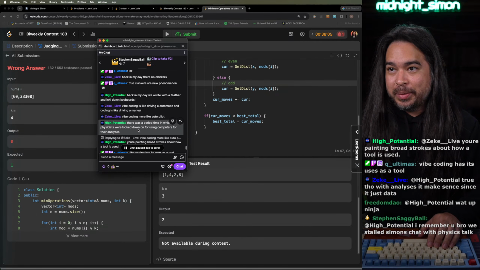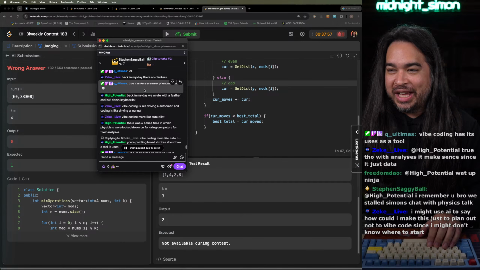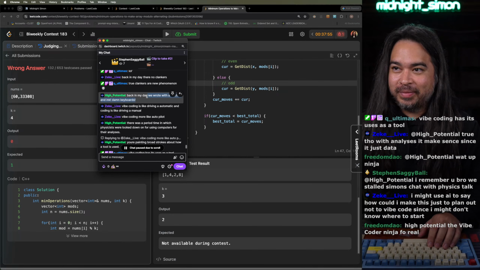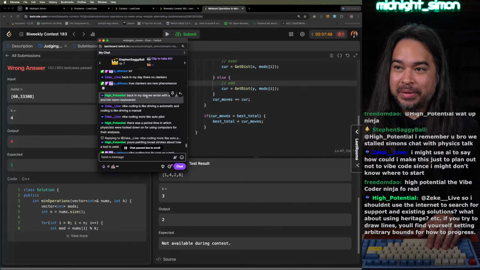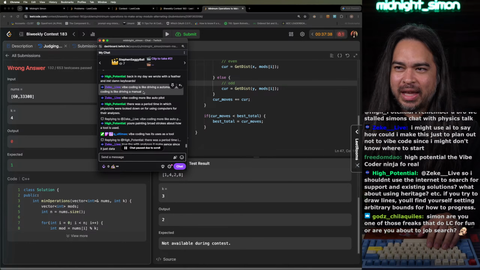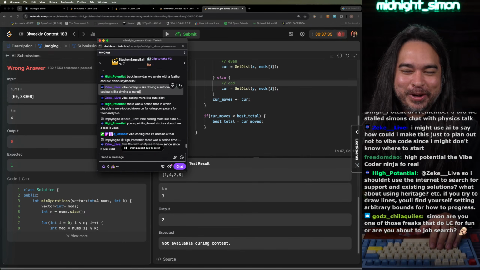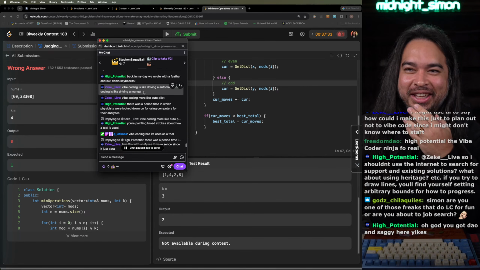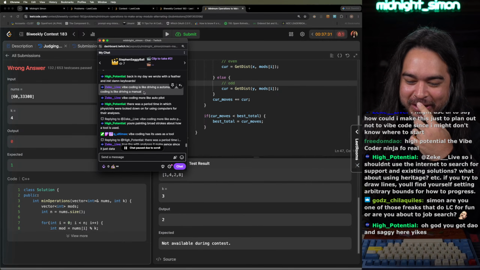High potential. What's poppin'? Back in my day, we wrote with a feather and ink. Back in your day, huh? Vibe coding is like driving an automatic, and coding is like driving a manual. Vibe coding is more like autopilot. Yeah, I guess. But I don't even know if they make manual cars anymore, man. I don't even think anybody knows how to drive a manual these days.